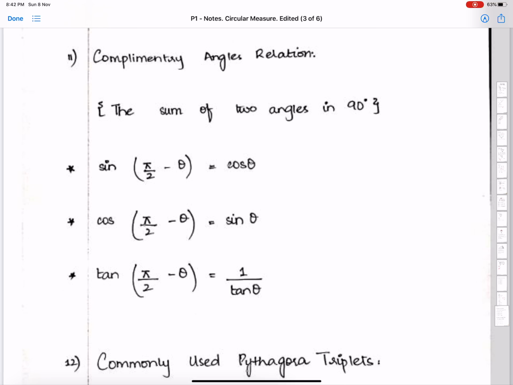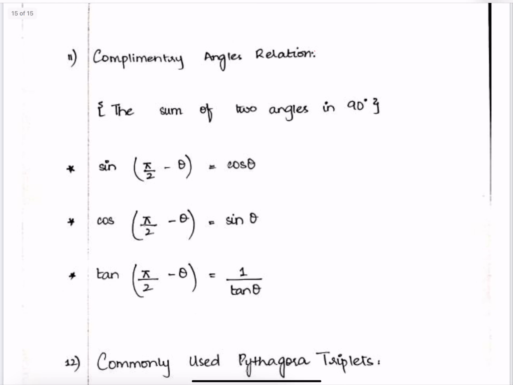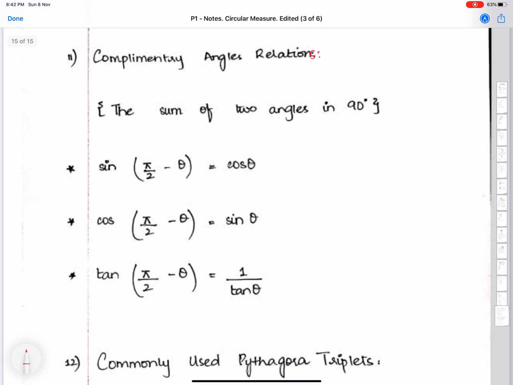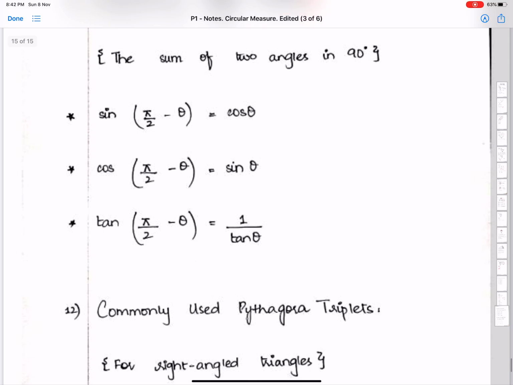Complementary angle relations. You need to remember these three important relations. These are very helpful during the calculations. Sine of pi by 2 minus theta will become cos theta. Cos of pi by 2 minus theta will become sine theta, and tan of pi by 2 minus theta will become 1 upon tan theta. Make sure you handle this angle carefully. What if we had x here, then you should write x here.